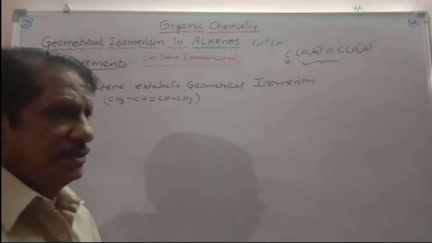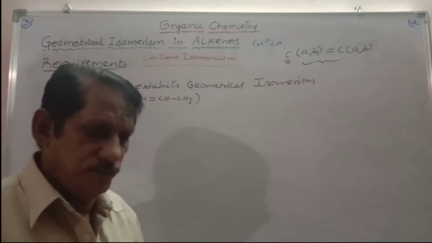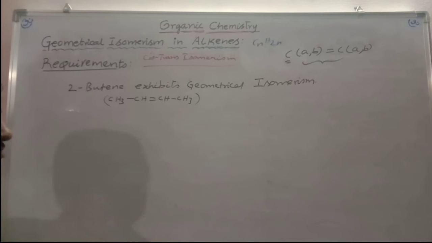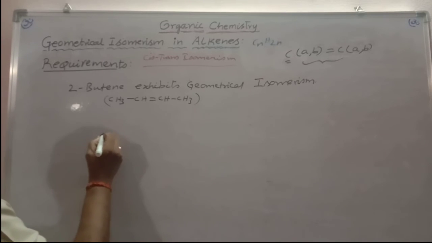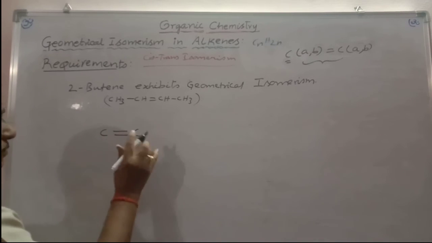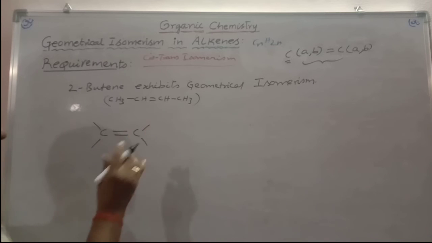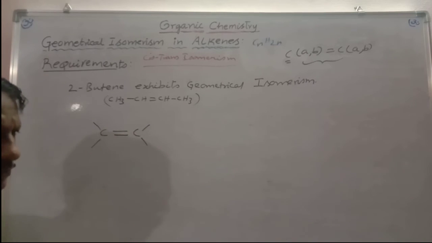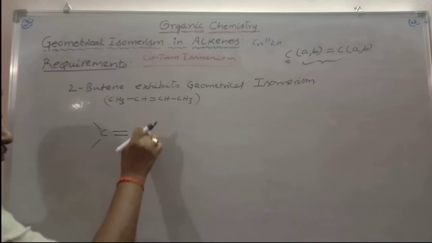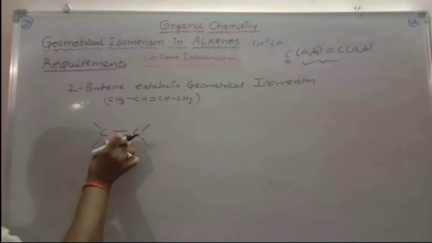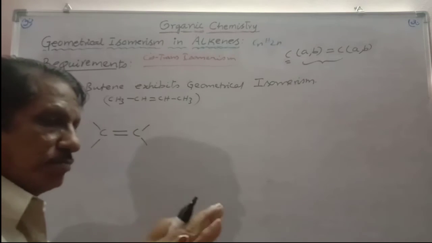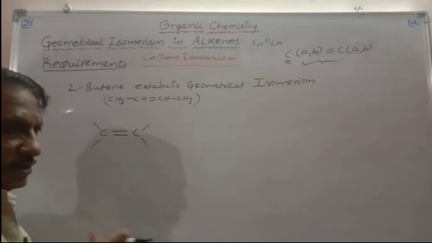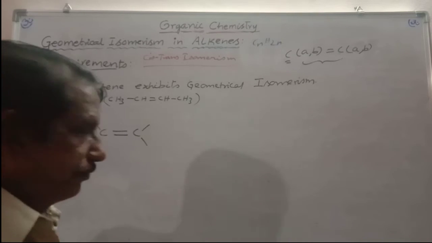Now let us consider the geometrical isomers of 2-butene. One is cis, the other one trans. You have to first write the C double bond C plane. Don't forget, these two sp2 carbons will be in the same plane. And the four groups that are attached to the two sp2 carbons, along with the carbons, all will be in the same plane. The four groups and two carbons, that is nothing but the sp2 plane.